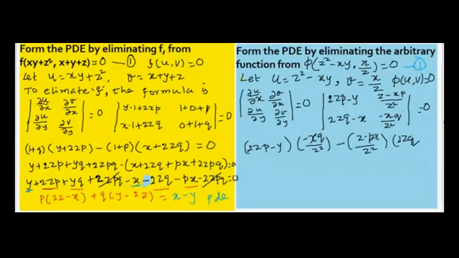And as in the previous problem, you have to arrange the p terms and q terms and the remaining terms on the right hand side, by which we are getting the differential equation as px squared minus q into xy minus 2x squared, which is equal to zx. This is the required partial differential equation.